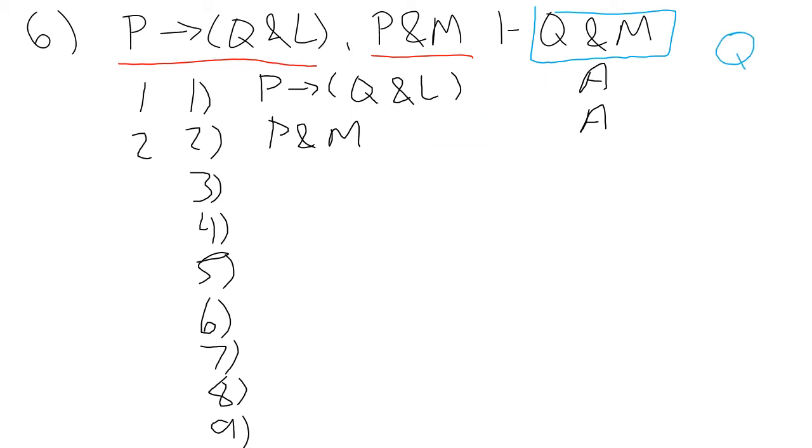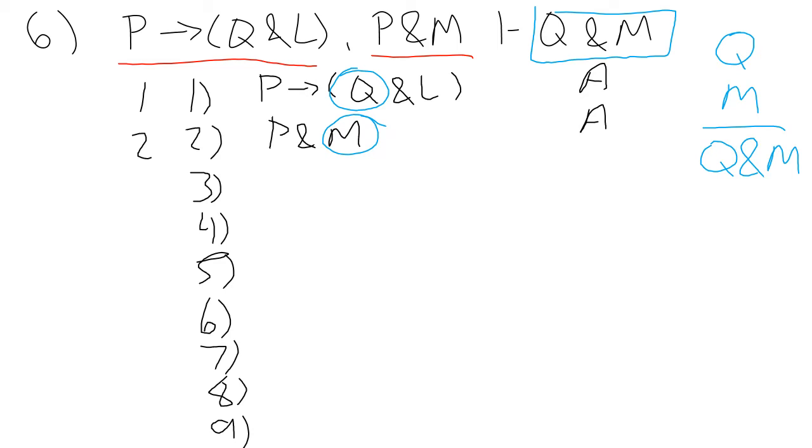Well, I'll need Q by itself, I'll need M by itself, and then I can put them together once I get them both separated. So let's look for them in our proof. I have my Q here and I have my M here. So the M I can go ahead and get out using ampersand out on line 2. So that would be pretty easy. But the Q is tied in with this conditional statement in line 1. So I need to be able to do arrow out.